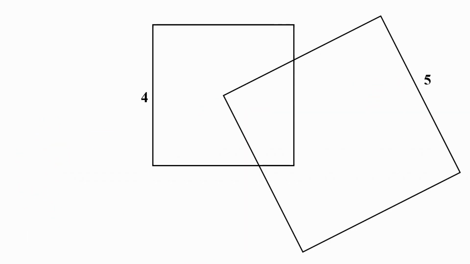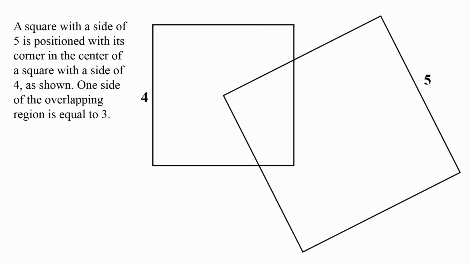A square with a side length of 5 is positioned with its corner in the center of a square with a side length of 4 as shown in the diagram. One side of the overlapping region between the two squares is equal to 3. The puzzle is to calculate the area of the overlap between the two squares. That is, to calculate the area of the red shape.